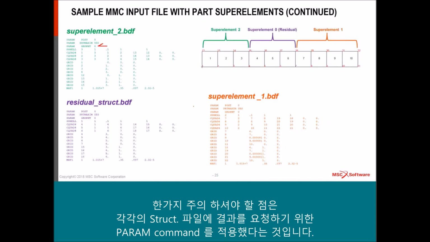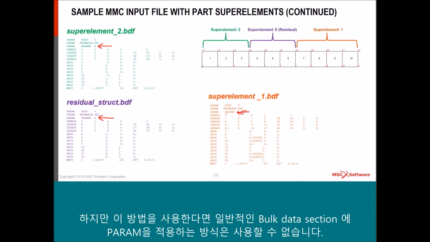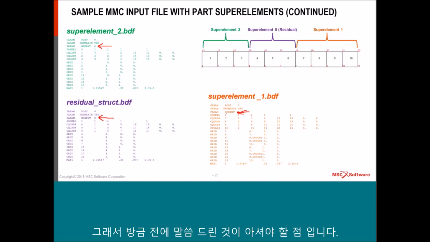One thing to note is that I'm putting my param grid point request in each one of these stub files. You can do either this or enter the param grid point request in the case control. You cannot, however, put it in the main bulk data section as you're probably normally doing, because these are the rules of part super element when it comes to params. So that's one thing to note.